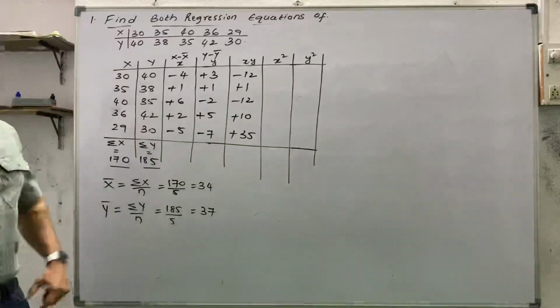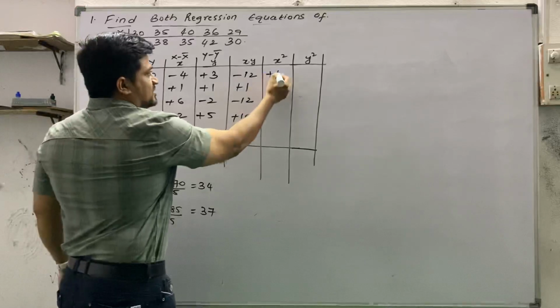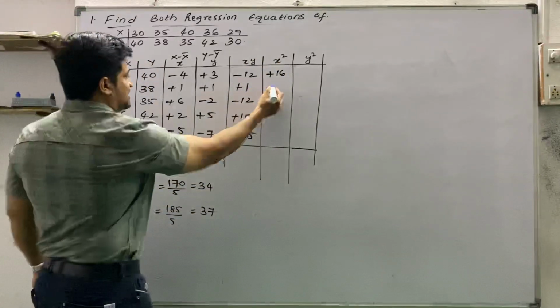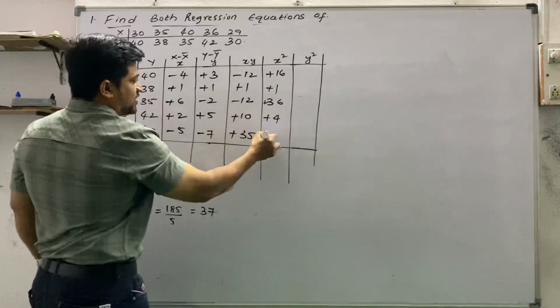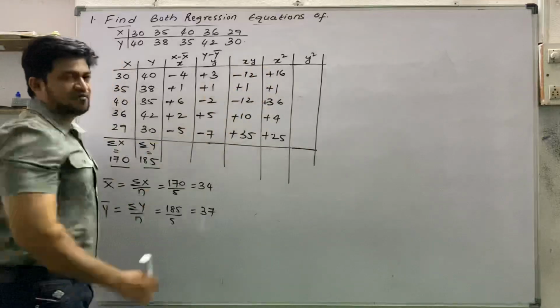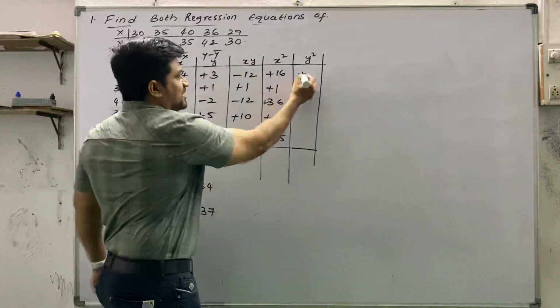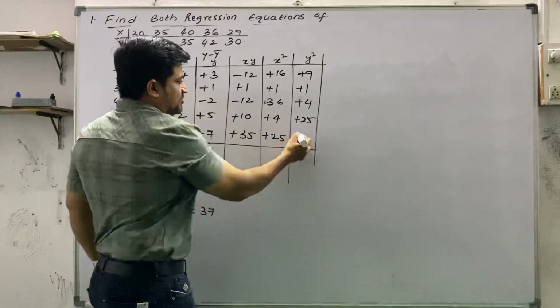Then next, coming back to small x square. So whatever values of x are there, square them. Whatever square is always positive. So 4 square is 16. Then 1, then 36, 4, 25. Similarly, we have to square the values of y. So what we have? 9, 1, 4, 25, 49.